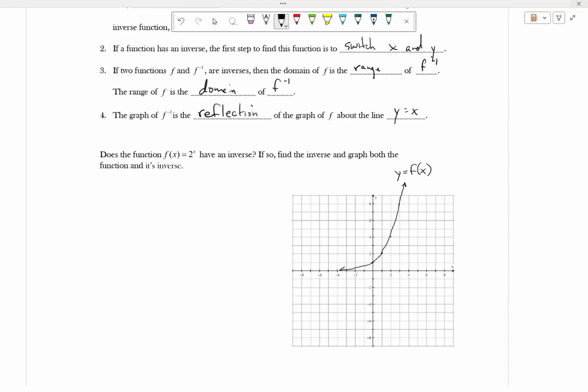Find the inverse and graph both the function and its inverse. Would you go ahead and graph the inverse? And then we'll find it out. Right, but you switch the x and the y. That's the inverse function.